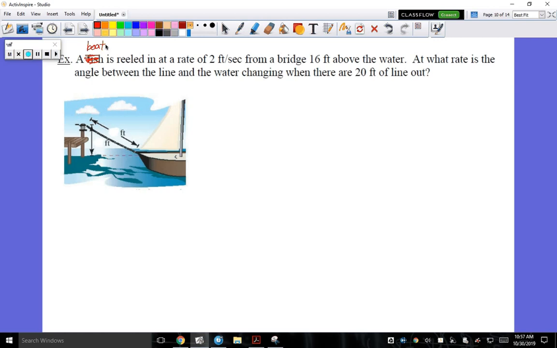Done. All right. So a boat is reeled in at a rate of 2 feet per second from a bridge 16 feet above the water. At what rate is the angle between the line and the water changing when there are 20 feet of line out?